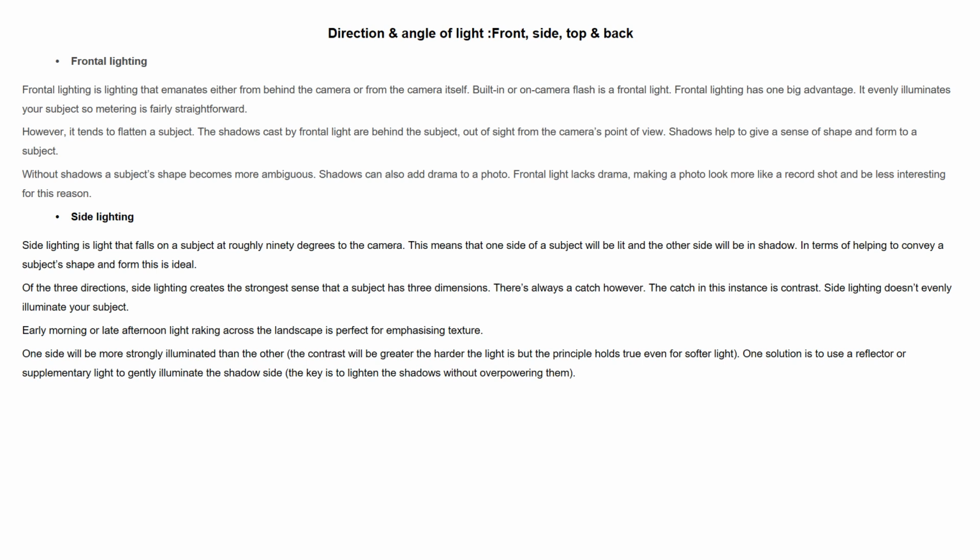Frontal lighting has one big advantage. It evenly illuminates your subject, so metering is fairly straightforward. However, it tends to flatten a subject. The shadows cast by frontal light are behind the subject, out of sight from the camera's point of view. Shadows help to give a sense of shape and form to a subject.